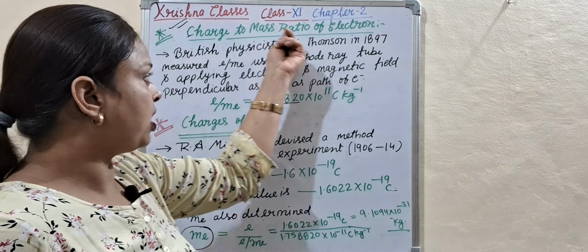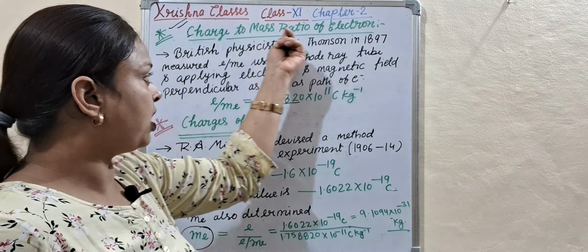Now come to the topic, charge of electron. What is the charge of electron? Another scientist, R.A. Millikan, devised a method known as the oil drop experiment method, in 1906 to 1914. What method? Drop experiment method, given by R.A. Millikan, in 1906 to 1914.